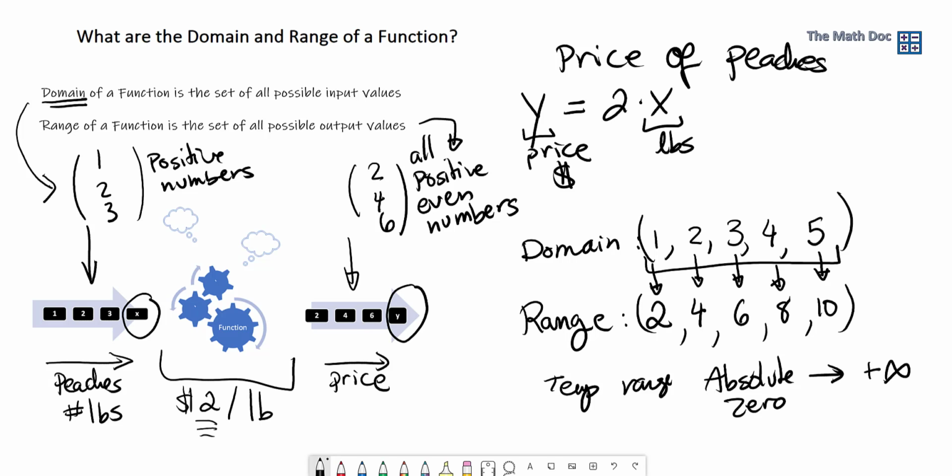Temperature can, strictly speaking, be as high as we want. So in this case, it's not a finite domain or a finite range. Rather, it starts at a certain point and it goes all the way to infinity, or it's an unending, unlimited set of values. We can also have situations which are even stranger.